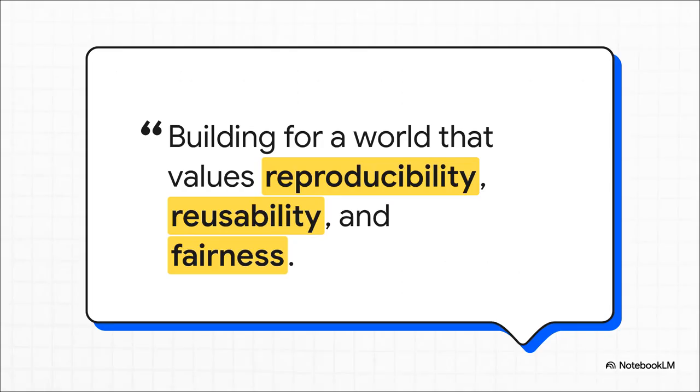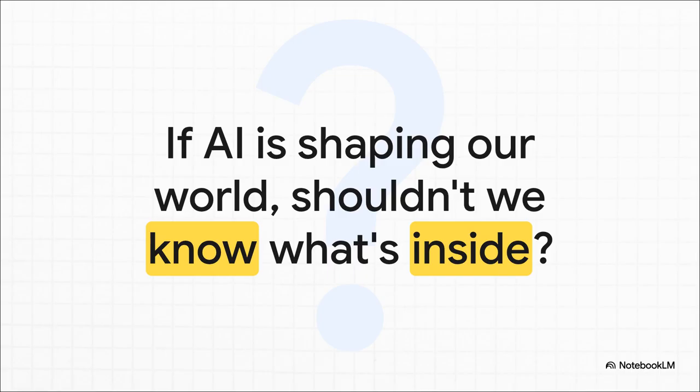At the end of the day, that's the choice we're making here. It's a choice to build for a world that really values these three things: reproducibility, so we can trust the results; reusability, so we aren't all reinventing the wheel; and fairness, to make sure this technology actually benefits everyone. So I'll just leave you with this thought. AI is shaping pretty much every part of our world now, right? From how we talk to each other to science and art. And if that's the case, shouldn't we demand to know what's inside?